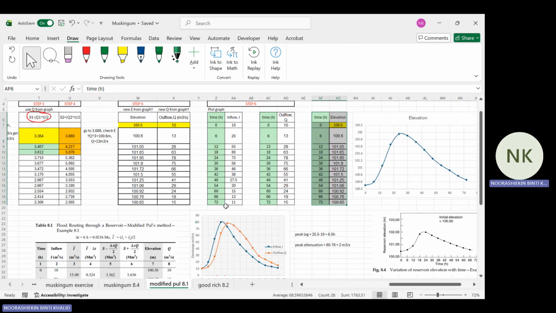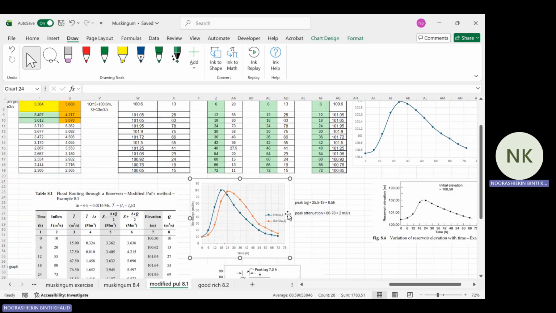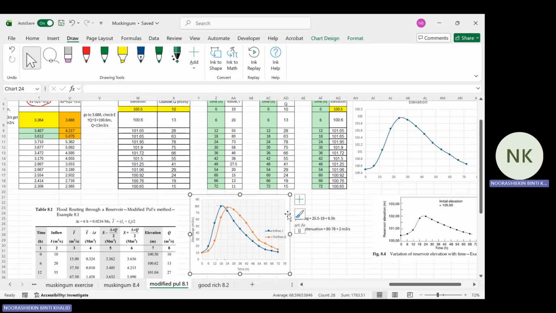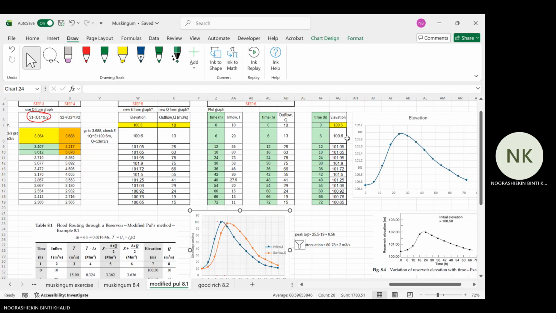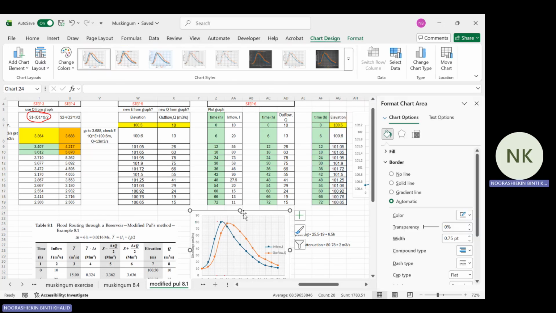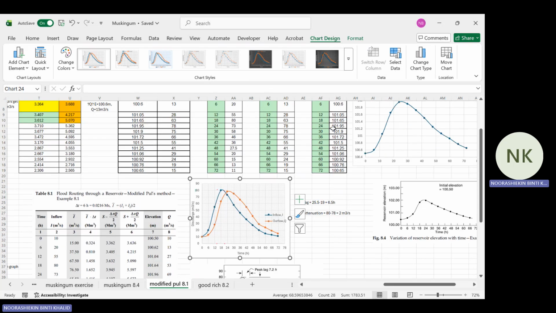And this one is my graph. This one is graph elevation. This one is graph discharge flow.